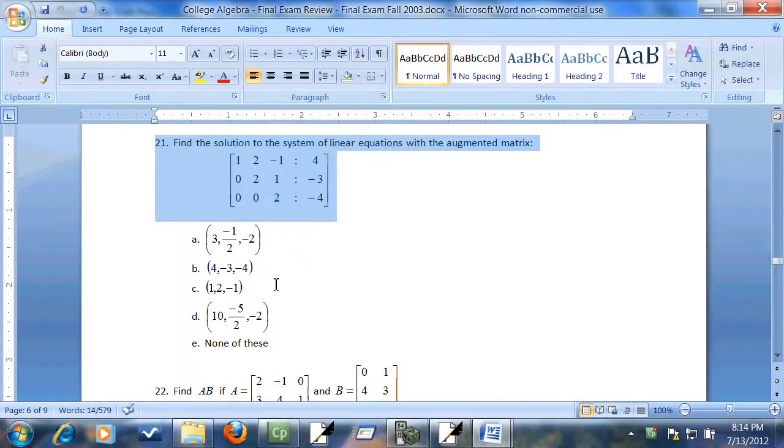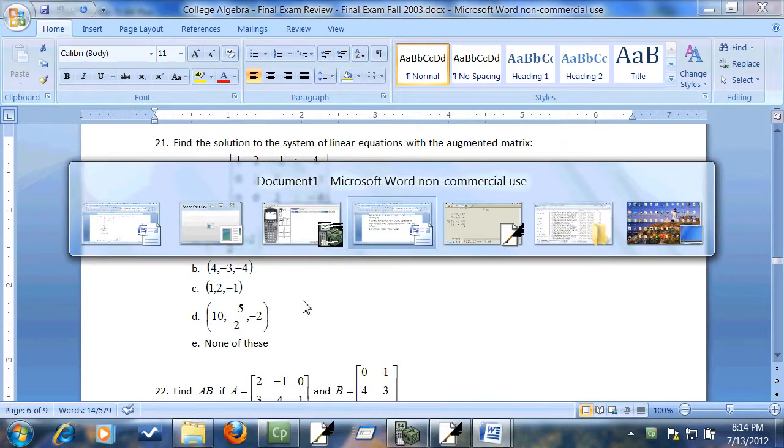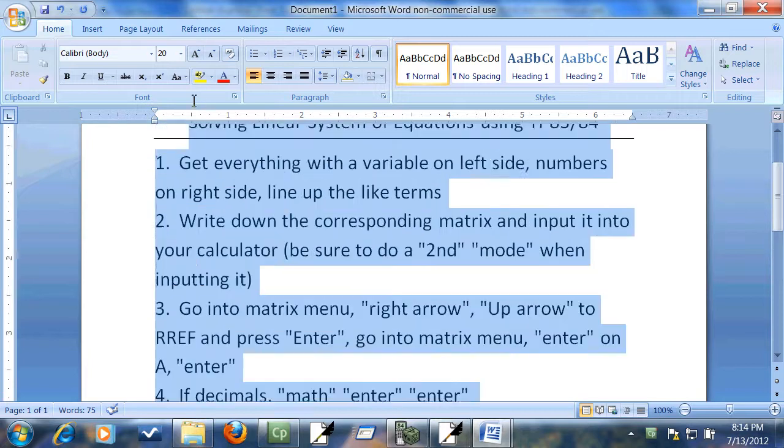Let's take a look at problem number 21. It says find a solution to the system of equations with the augmented matrix. It doesn't really say what technique to use here.